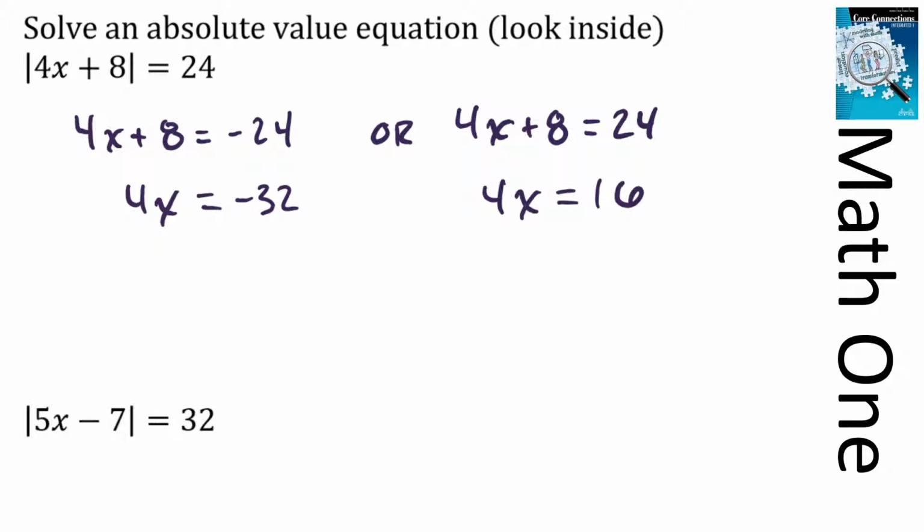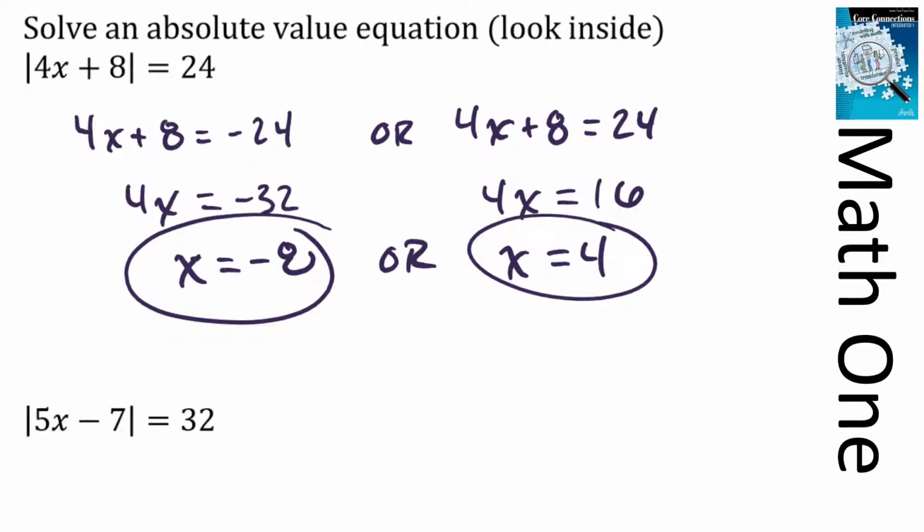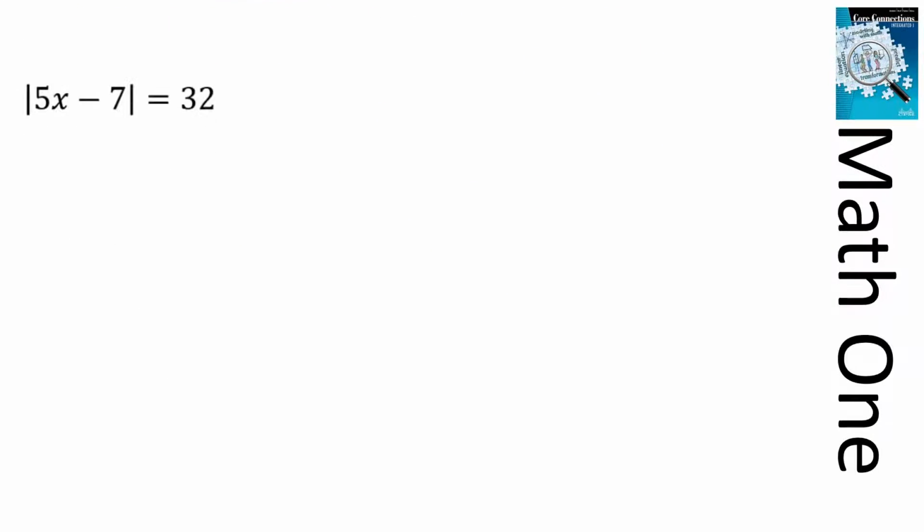So negative 32 divided by 4 is equal to negative 8. So x is either the number negative 8, or if I divide 16 by 4, I have x is equal to 4. So the two values that x can be are negative 8 or positive 4. When I plug those values into the expression 4x plus 8, I produce two different things that have an absolute value of positive 24.